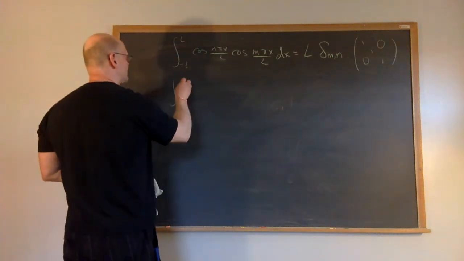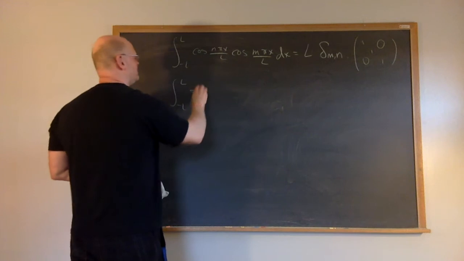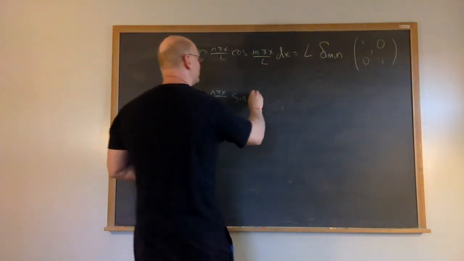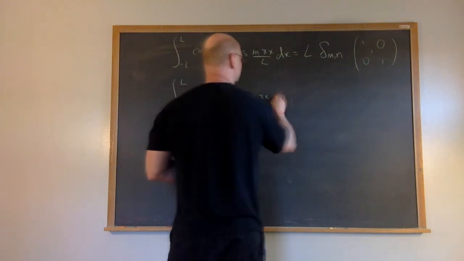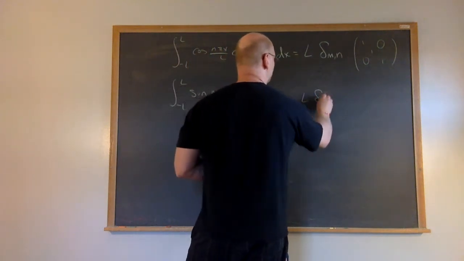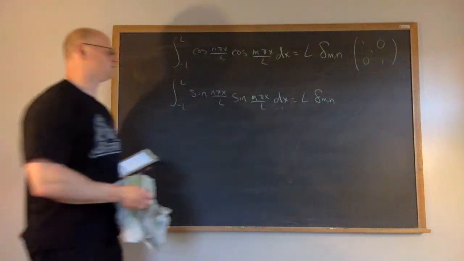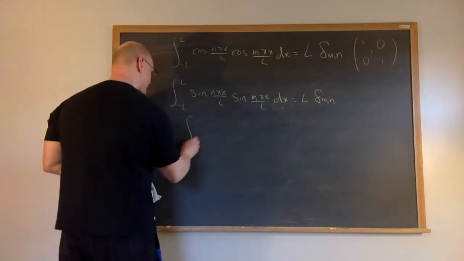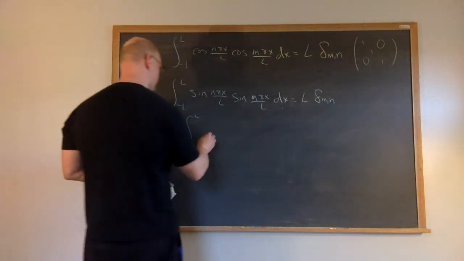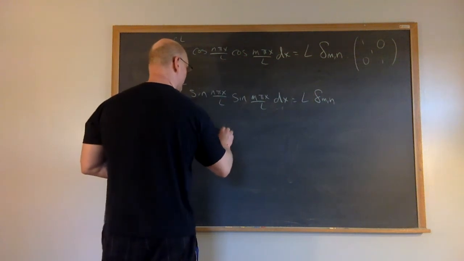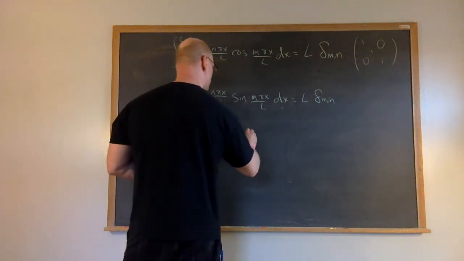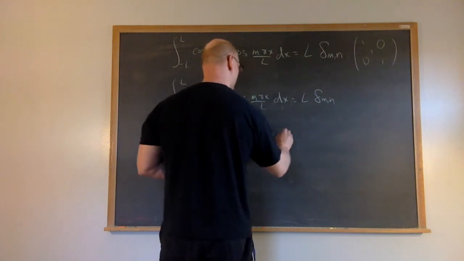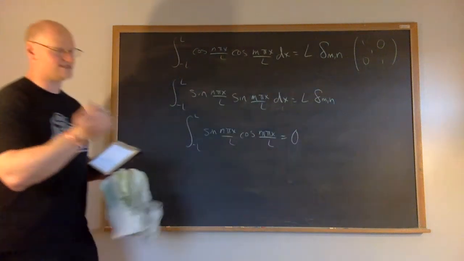Same thing's true for sine. So I have the integral from minus L to L of sine of n pi x over L times sine of m pi x over L dx. This is also equal to L times the Kronecker delta mn. So again, this is equal to L when m is equal to n, 0 for anything else. And then if I have the integral from minus L to L of sine of n pi x over L times cosine of m pi x over L, this is simply always equal to 0.